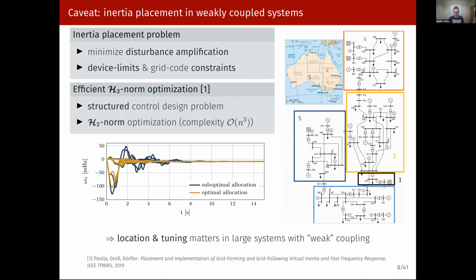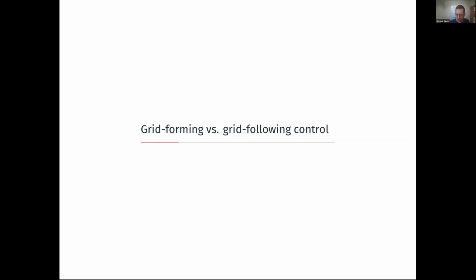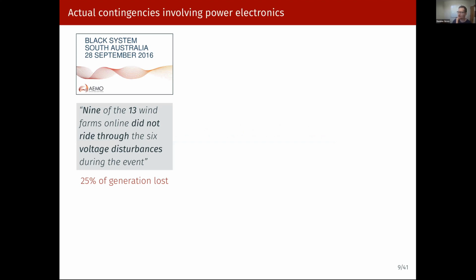Okay, so now I was talking beforehand about this mythical grid forming control. So let's talk a bit about what this is and how renewables factor into this mix. If you look at actual contingencies in power systems, they're very rarely related to this loss of inertia. So here's basically an overview of things that happened in actual power systems that have a large share of converter interface generation. And we'll see they are mostly related to control.